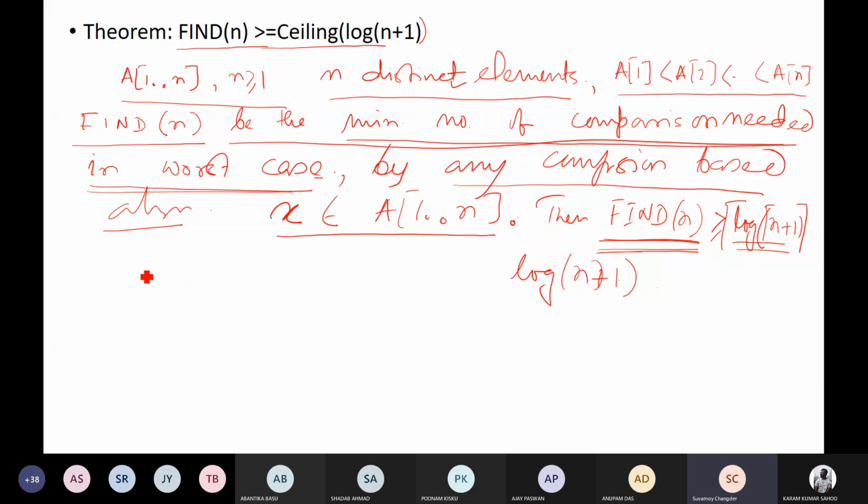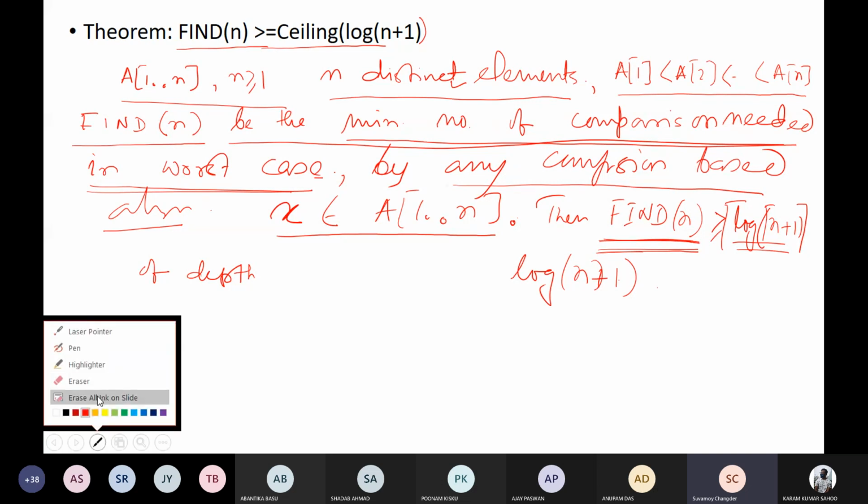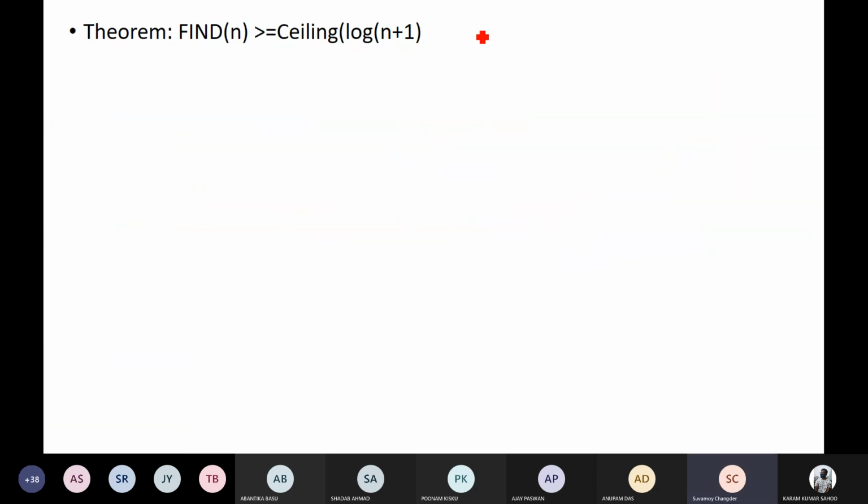In a binary tree of depth k, okay, I am erasing this. After that, I will prove all this. In a binary tree of depth k, what is the total number of elements?